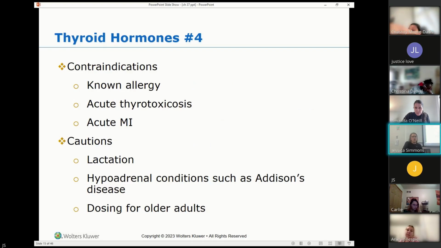Contraindications are for a known allergy, acute thyrotoxicosis, acute MI. So, on page 627, it says thyroid function tests should be checked annually in long-term therapy to ensure the correct levels are being maintained. Skin reactions and loss of hair are sometimes seen, especially during the first few months of treatment in children.